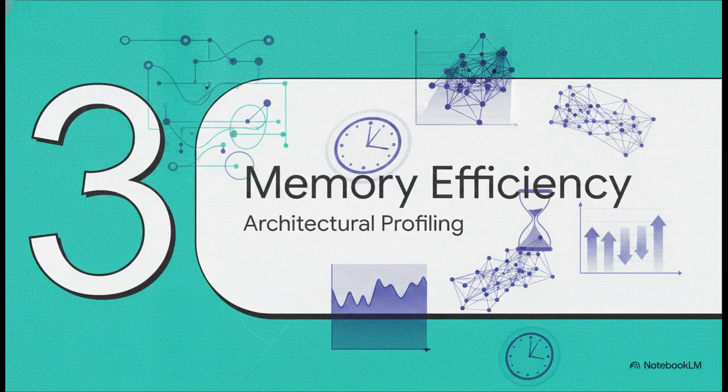Section 3. Memory efficiency. Now, understanding the theoretical gradient boundary is great, but we really need to look at the computational viability of this approach. How does this actually stack up empirically against native backpropagation through time?